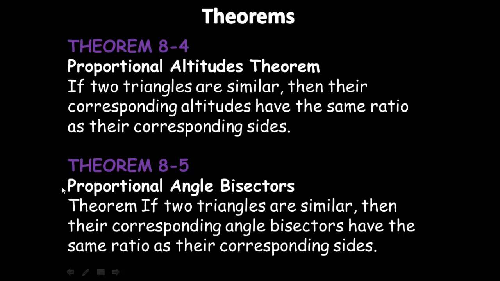The two theorems are the proportional altitudes theorem and the proportional angle bisectors theorem. The first says that if two triangles are similar, then their corresponding altitudes have the same ratio as their corresponding sides. The angle bisector theorem says, if two triangles are similar, then their corresponding angle bisectors have the same ratio as their corresponding sides. That's very helpful information.